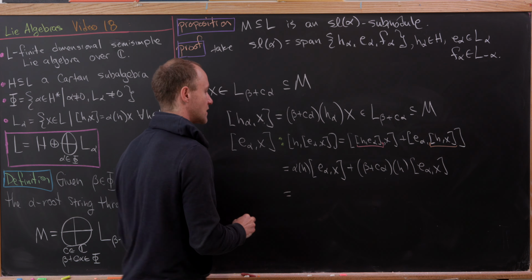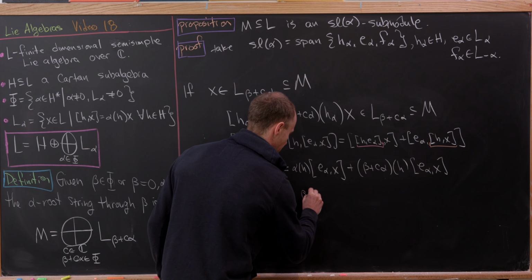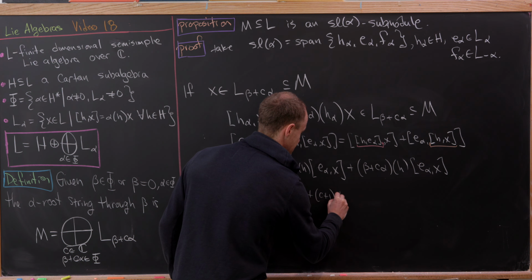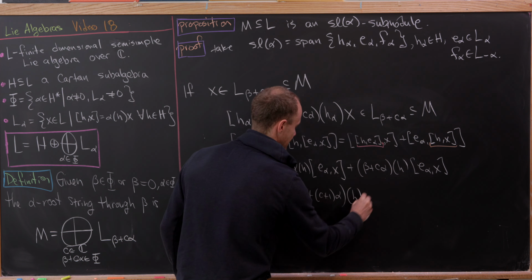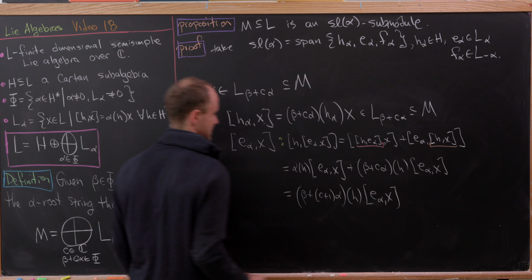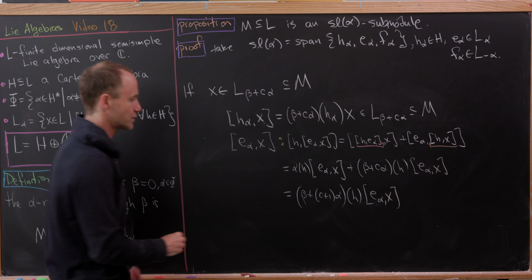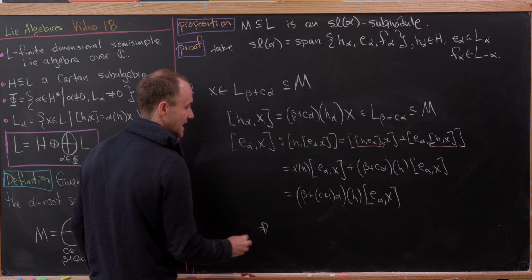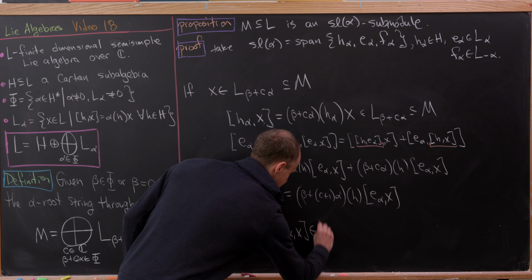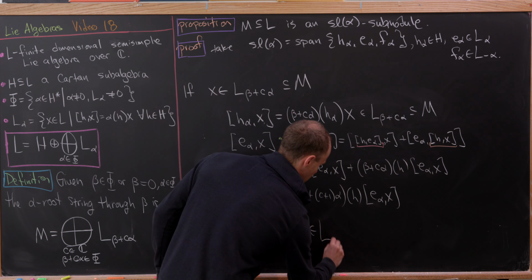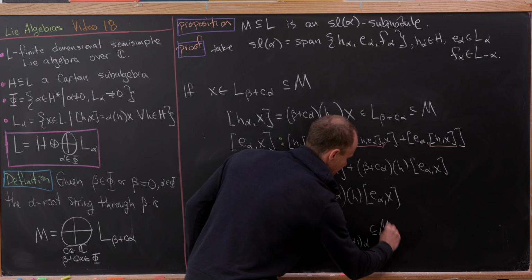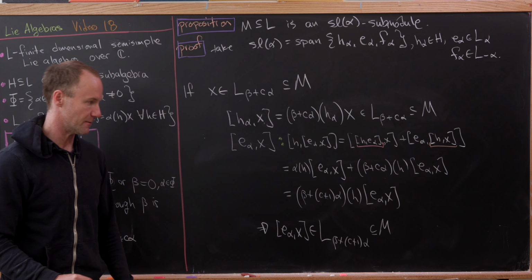And so putting this all together, observe that we have beta plus c plus 1 times alpha applied to h, and then the bracket of e alpha with x. But notice what that tells us is that the bracket of e alpha with x is indeed inside of this L beta plus c plus 1 alpha, which again is one of the components of M.